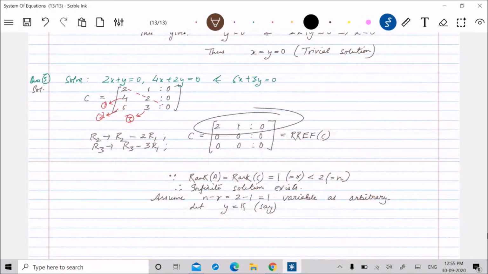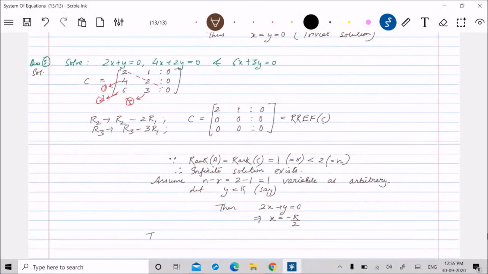एक ही इक्वेशन मिलेगी शायद यहाँ से. So 2x plus y equal to 0. तो x कितना आ जाएगा? y by k, minus y by k. y by k आराम से. हाँ, माइनस y by 2. Minus y by k. y की वैल्यू k है sir. तो माइनस k by 2, sir.